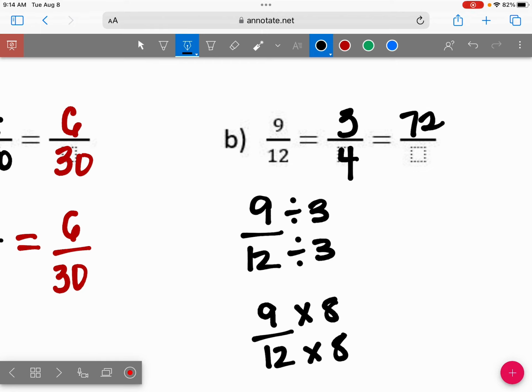12 times 8, I think it's 96, but make sure. Oh man, look at me knowing my multiplication facts. Sometimes I don't know them, but all right, there we go. These are all equivalent fractions. They all mean the same thing. Okay, let's look at C.